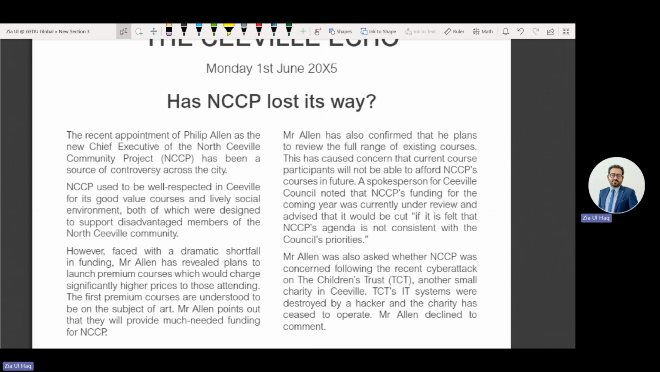Mr. Allen was also asked whether NCCP was concerned following the recent cyber attack on the Children's Trust and other small charities in the city. The Children's Trust IT systems were destroyed by a hacker and the charity has ceased to operate. Mr. Allen declined to comment. There could be chances of system hacking, like the one that happened in the country, so it could happen with NCCP as well.